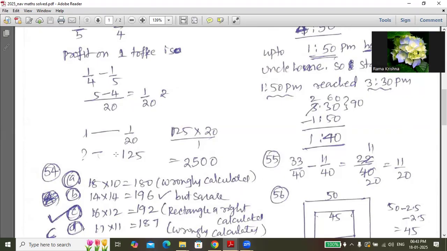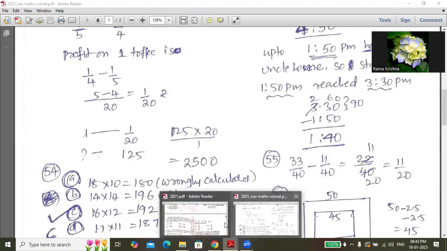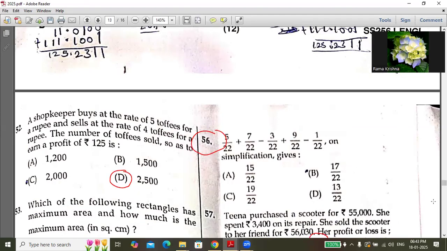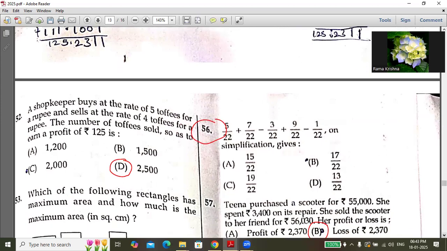If you have to get 125 rupees for 125 by 1 by 20, when you repeat it, 2500 rupees he has to say. Next question is which of the following rectangles has maximum area?